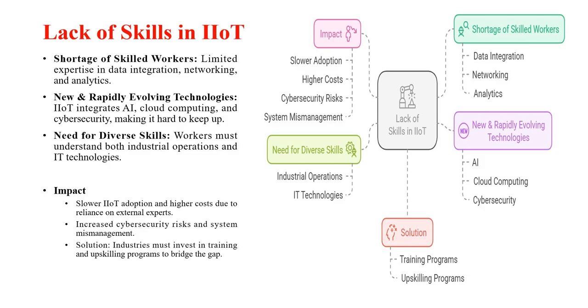And you have the need for diverse skill sets. That is, industrial IoT professionals must understand both industrial operations and IT technologies, and the skills in data integration, networking, analytics, and automation are essential, but these are not widely available. So all this will have an impact: the skill shortage slows the industrial IoT adoption and delays digital transformation. Then increased reliance on external experts and consultants will raise the cost. So the solution for this is that industries must invest in training and upskilling programs in order to bridge the gap.